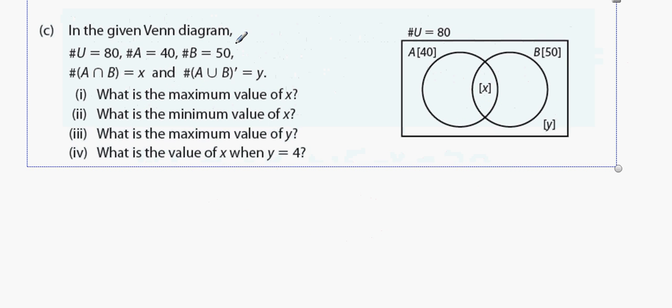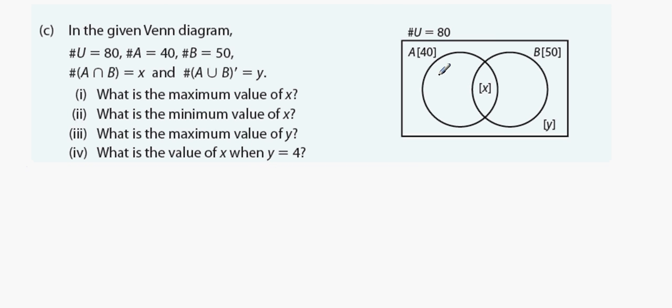Next question. In the given Venn diagram, the union is 80, A is 40, B is 50. Everything that's outside A union B, the complement, is Y. What's the maximum number of X? So to experiment with this, we need to put in a number and figure out what could happen. So the biggest A intersection B.